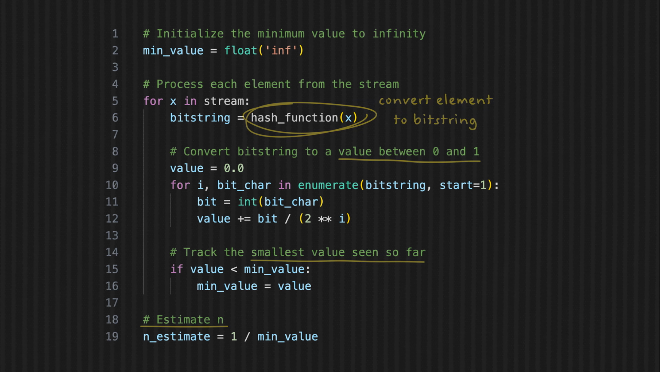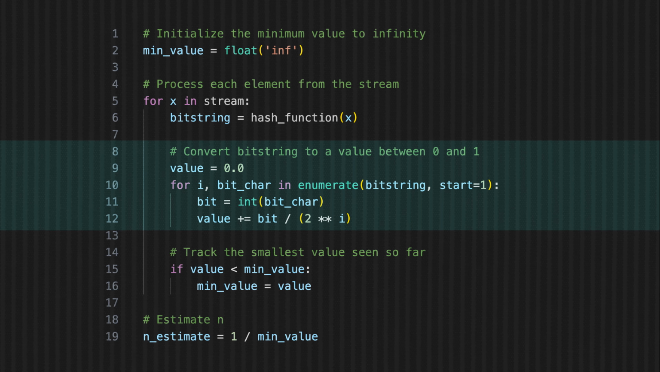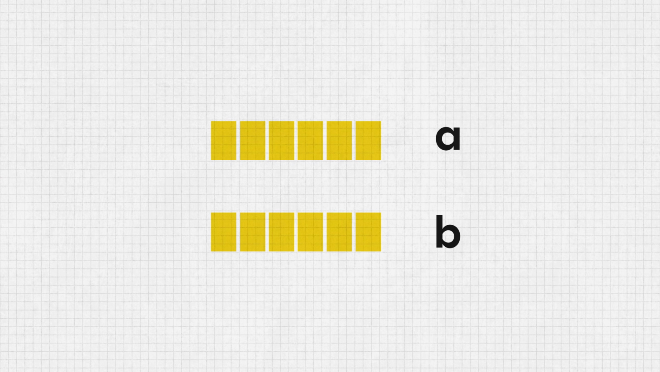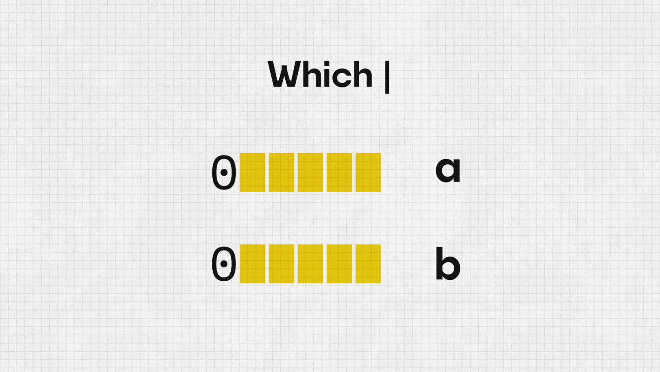This algorithm works, but there's a neat trick we can use to make it even more efficient. It turns out we don't need to convert the bit strings into a number. We can skip that step entirely and still get the information we need. Let's walk through a quick example to understand the idea behind this trick. Imagine we have two bit strings, A and B, and we reveal only the first bit of each. Both bits are 0. Can we tell which number is smaller?